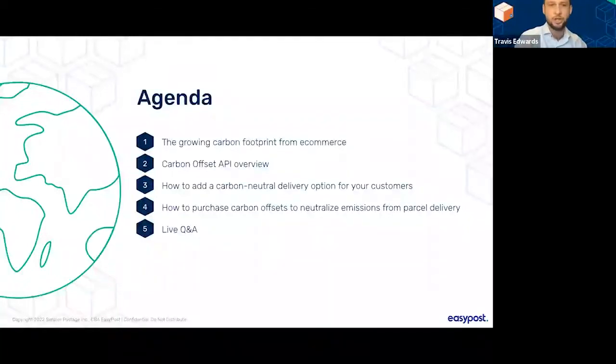So let's review our agenda. First, we're going to kick things off by looking at the recent growth in e-commerce and then the resulting carbon emissions from that growth. We'll explain how our new carbon offset API works, how to add a carbon neutral delivery option for your customers to select and purchase, and then also how to purchase carbon offsets yourself for every shipment in your system. And then lastly, we'll open it up for a live Q&A, and you can ask anything you want.